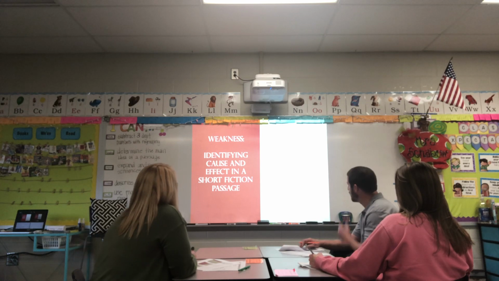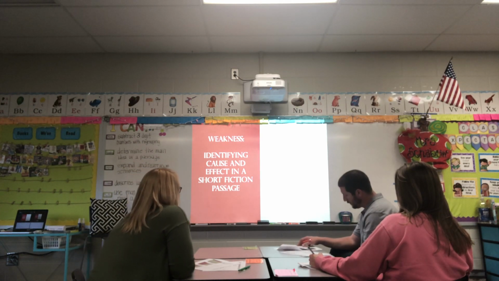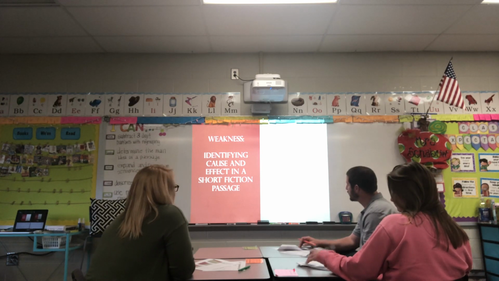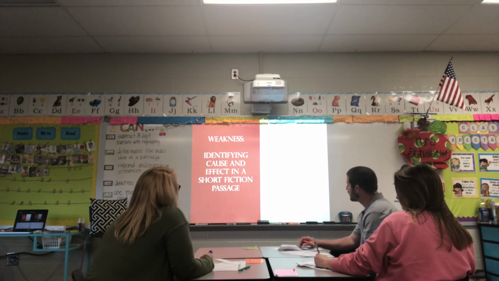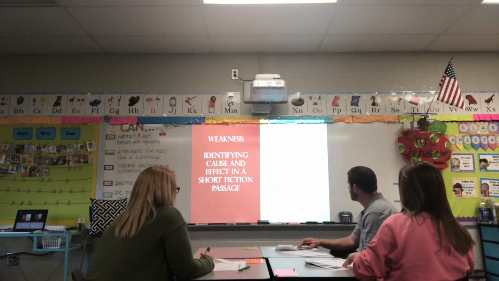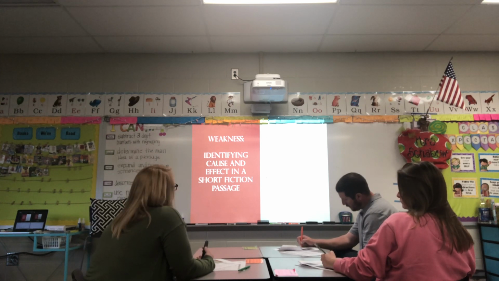Our next area of weakness was identifying cause and effect in a short fiction passage, and this was really the only reading skill that they scored low in short fiction, so that's why it's something that we're going to discuss and talk about and implement this new plan. We had talked about displaying a cause and effect anchor chart in each classroom. Of course, that'll be teacher made, but hang it somewhere prominent that students see a lot.